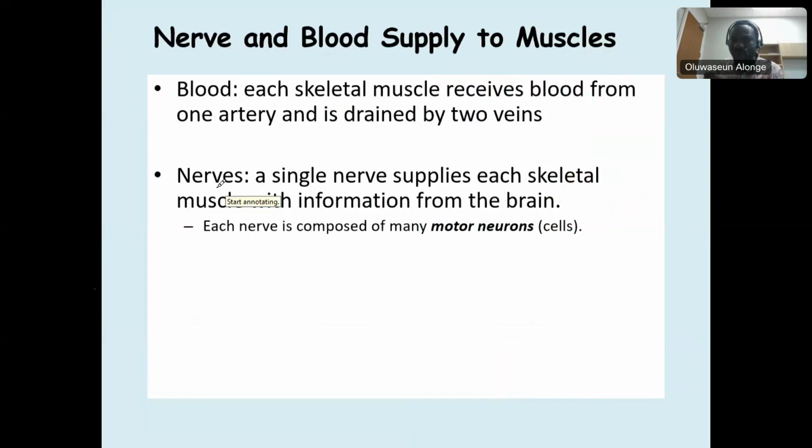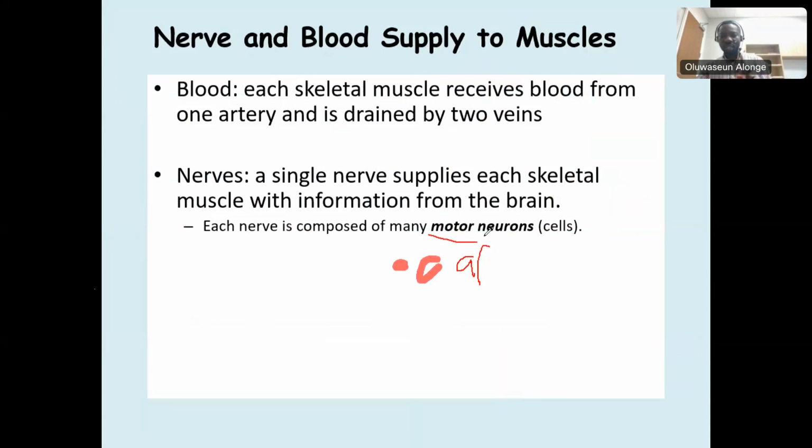Also, for nerves, a single nerve supplies each skeletal muscle with information from the brain. So information from a single nerve is going to supply each muscle nerve fiber, each muscle fiber, each skeletal muscle. Now think of it this way. A motor neuron is a neuron that we also call efferent neuron, right? Afferent, efferent. So they are neurons that take information to the muscles. All right. So we call them motor neurons.